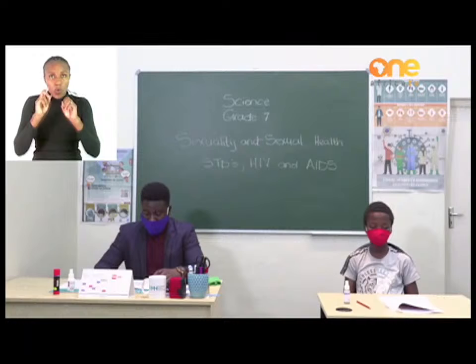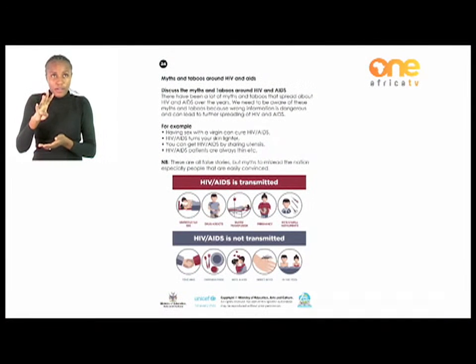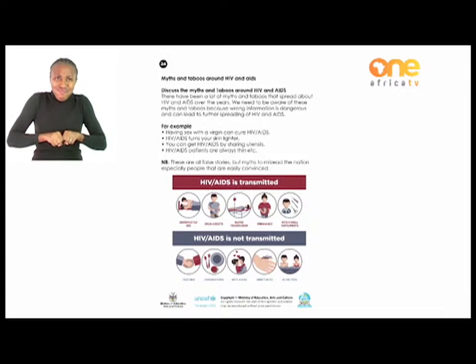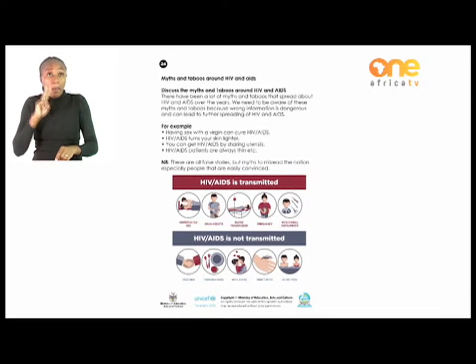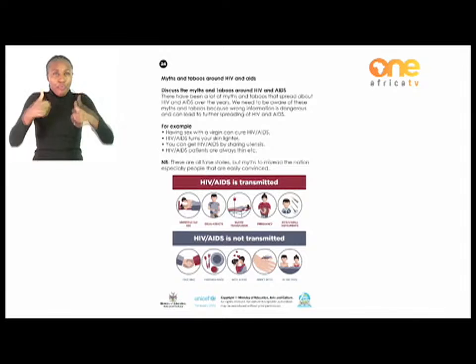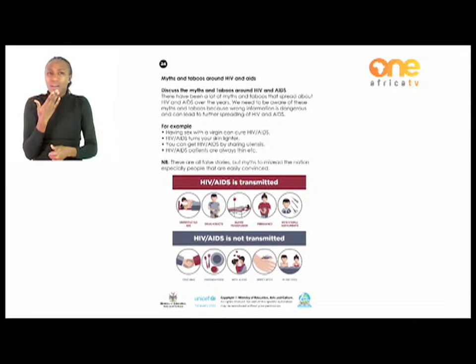Let's turn to page 24. Myths and taboos around HIV and AIDS. Discuss the myths and taboos around HIV and AIDS. There have been a lot of myths and taboos that spread about HIV and AIDS over the years. We need to be aware of these myths and taboos because wrong information is dangerous and can lead to further spreading of HIV and AIDS. For example, having sex with a virgin can cure HIV/AIDS. Having sex with a virgin cannot cure HIV and AIDS.